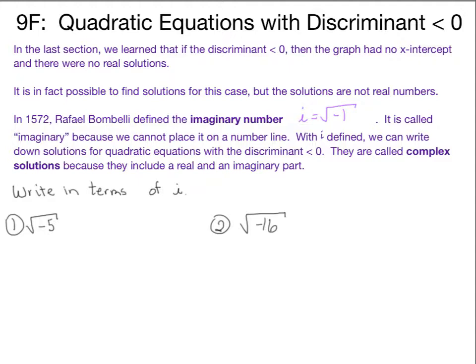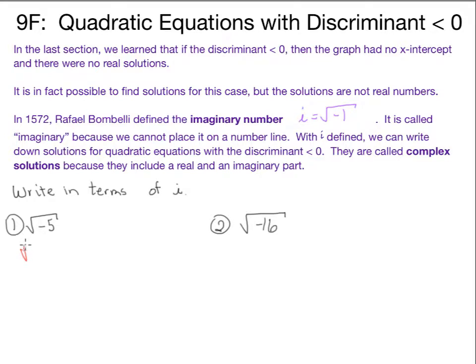When we get solutions to our quadratic equations where the discriminant is less than 0, these solutions are considered complex solutions because they're made up of two different parts. They're made up of a real part, a real number, and an imaginary part, a number with an i in it. So let's practice just figuring out imaginary numbers.